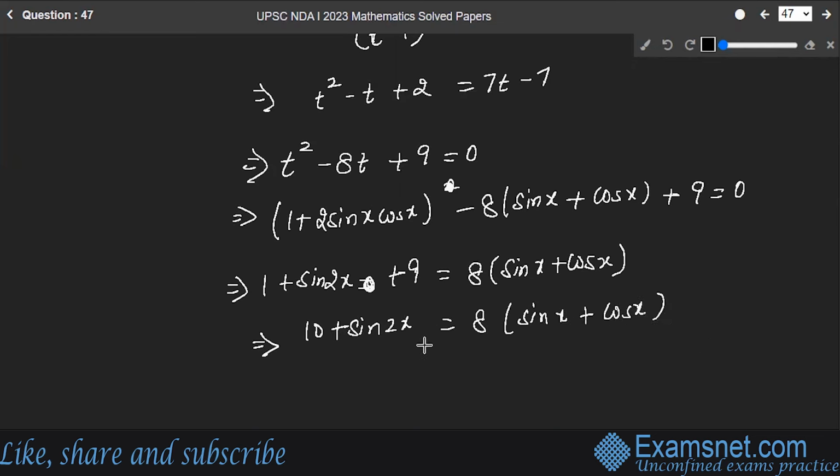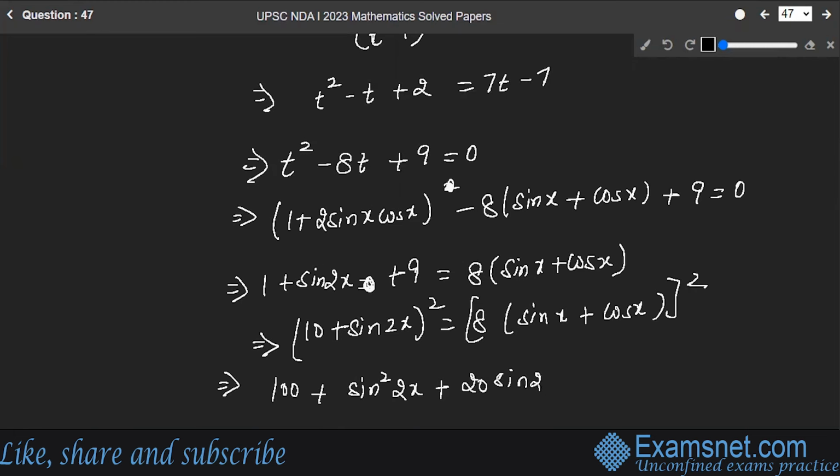Now let's do the squaring on both the sides. You will get 100 plus sine square 2x plus 20 sine 2x is equal to 64 (sine square plus cos square). So this is 1 plus sine 2x, since 2 sine x cos x will be equal to sine 2x only. I hope you got this step.